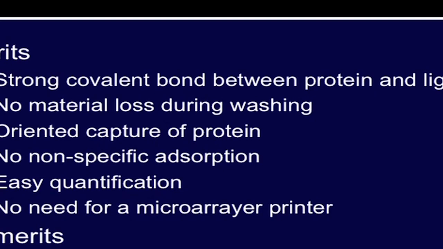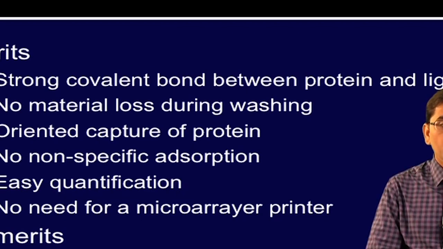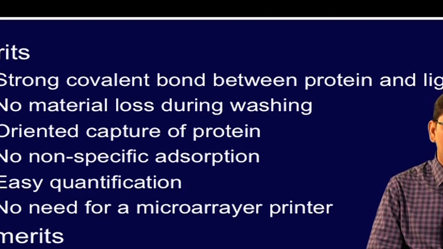Halotag arrays have various advantages, such as the strong covalent binding between the protein and the ligand. No material loss occurs during washing steps because of very strong covalent interaction. The proteins are captured, oriented, and there is no non-specific adsorption due to PEG coating. The quantification is easy, and one does not need a microarray printer to print the proteins on this chip, because the commercial kit of Halotag arrays provides a gasket which can be used for printing the arrays.